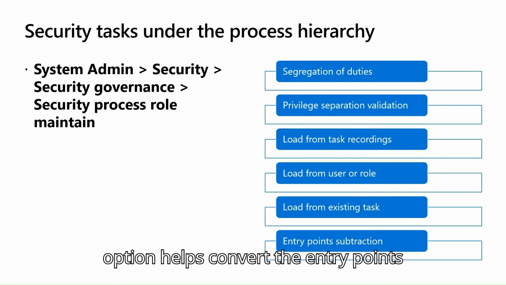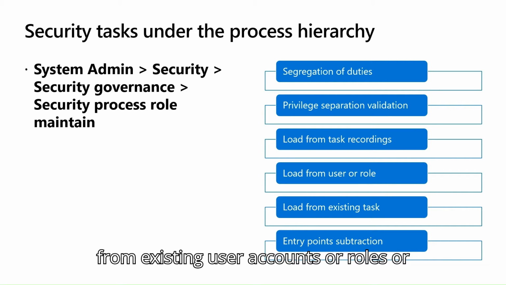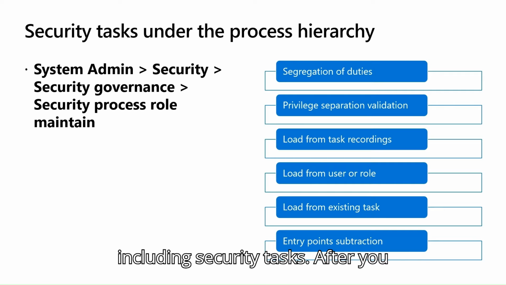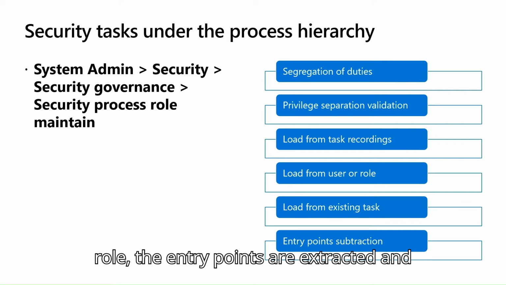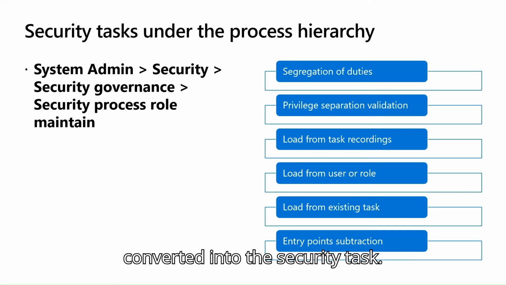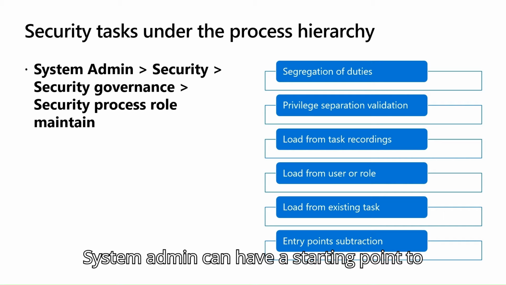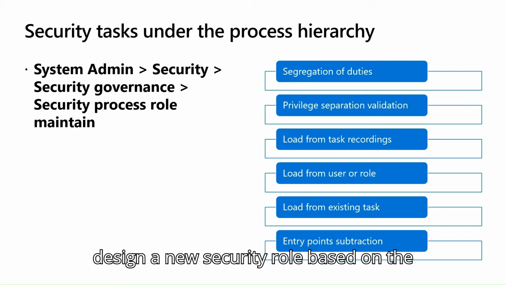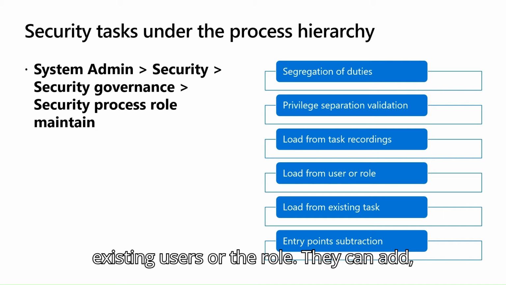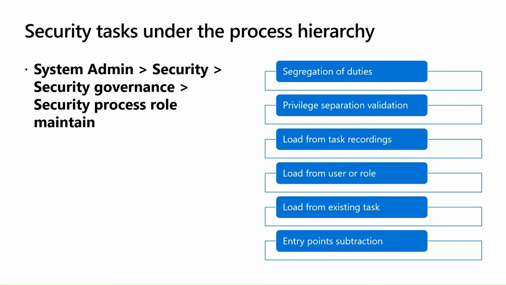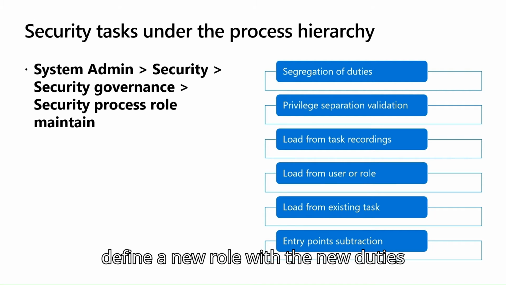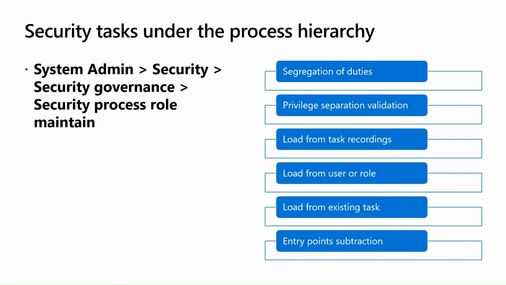This option helps convert the entry points from existing user accounts or roles, including security tasks. After you select any existing user account or role, the entry points are extracted and converted into the security task. A system admin can have a starting point to design a new security role based on the existing users or roles. They can add, edit, or remove entry points from the extracted entry points and define a new role with the new duties and the new privileges.